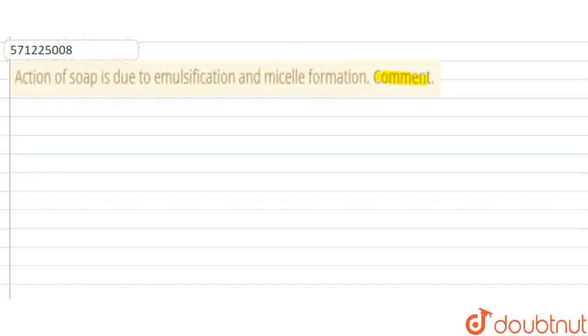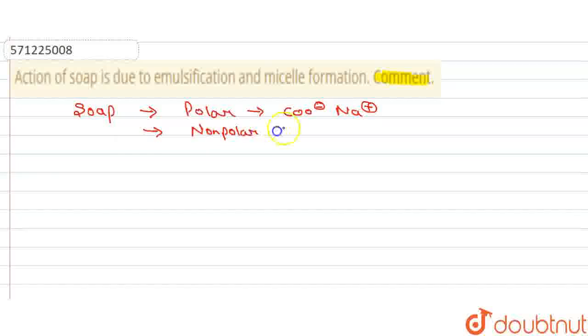So let's see. First of all, when we talk about soap, soap has two groups. One is polar, which is represented as COO negative and Na positive. And the other group is non-polar, represented by R. They are simply hydrocarbons.